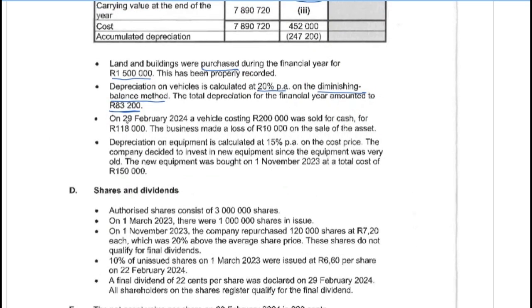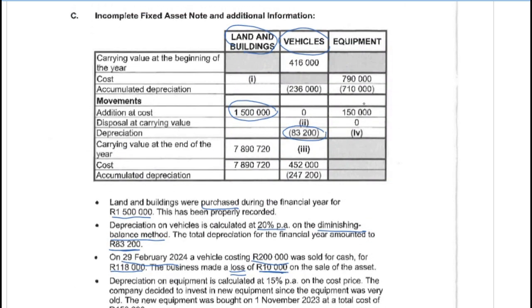On 29 February 2024, a vehicle costing 200,000 rands was sold for cash for 118,000 rands, right? So that's the consideration we received, or the proceeds we received. The business made a loss of 10,000 rands on the sale of the asset. If we look under the vehicles asset class, we can see that indeed there's a disposal that occurred, but the value is not given to us. So the value of the asset at the date of disposal is not given to us, so we will have to calculate that value.